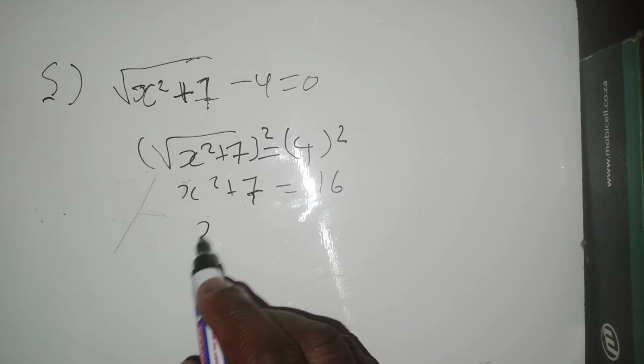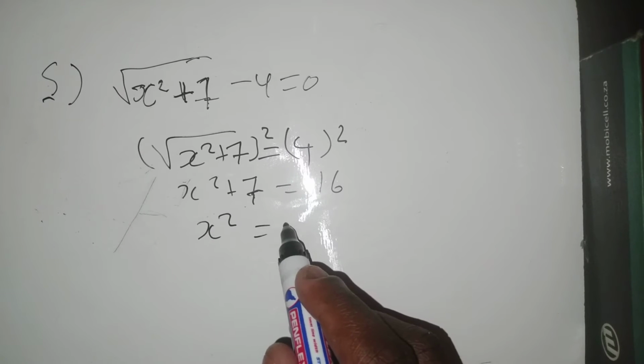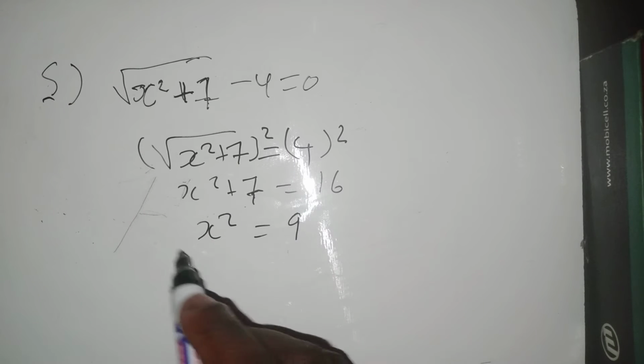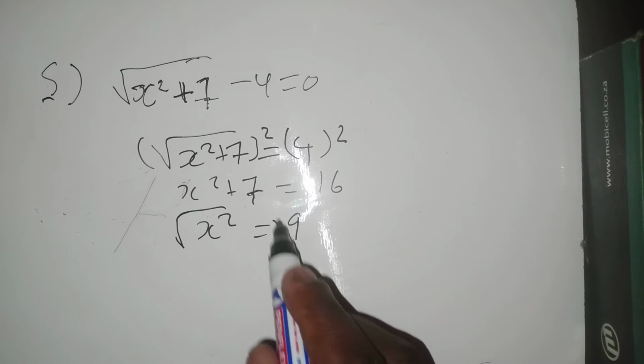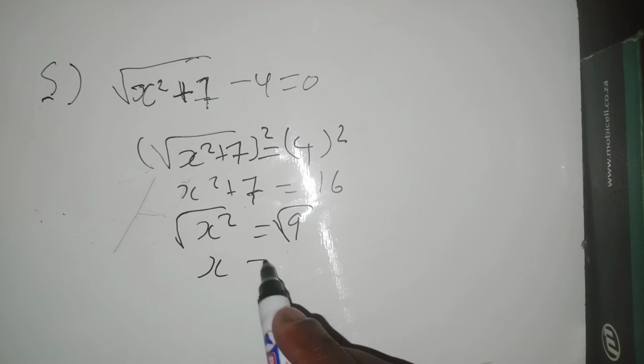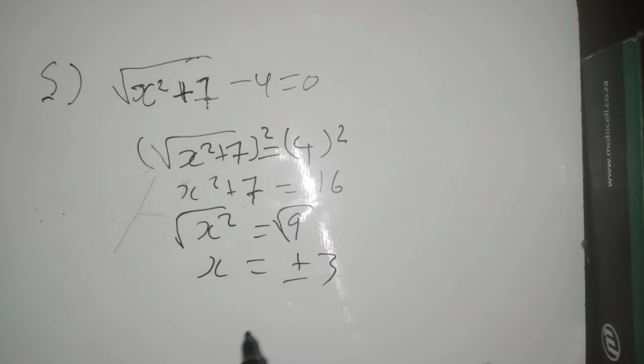Then you take this to the other side, so it becomes x squared is equal to 16 minus 7, which is 9. Then now we're solving for x, so when we square root both sides, we'll have x is equal to plus or minus 3. So in other words, x is equal to 3 or x is equal to negative 3. So let's see if both of them are valid.